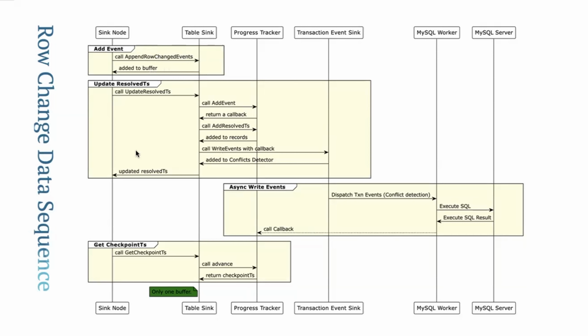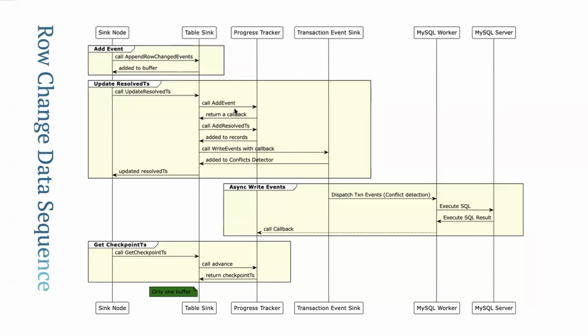And the second part is the update resolve TS part. I mean trying to flush the data to the downstream. When the sync node receives the resolve TS, it calls the update resolve TS method of the table sync. Then the table sync calls the add event method of the progress tracker. It returns the callback, and it also gives the event ID. At the same time, we add a resolve TS to the progress tracker. Then we can call the write events from the transition event sync, I mean the MySQL sync.